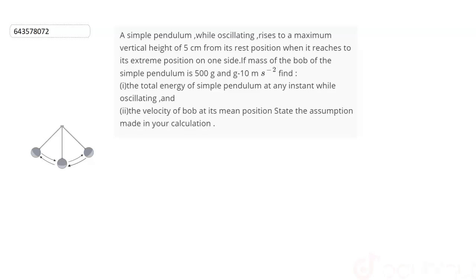Download Doubtnut app today. The question is, a simple pendulum, while oscillating, rises to a maximum height of 5 centimeters from its rest position when it reaches the extreme position on one side. If the mass of the bob of the simple pendulum is 500 grams and g is 10 meters per second square, then find the total energy of the simple pendulum at any instant and the vertical velocity of the bob at its mean position. We also have to state the assumption made in our calculation.